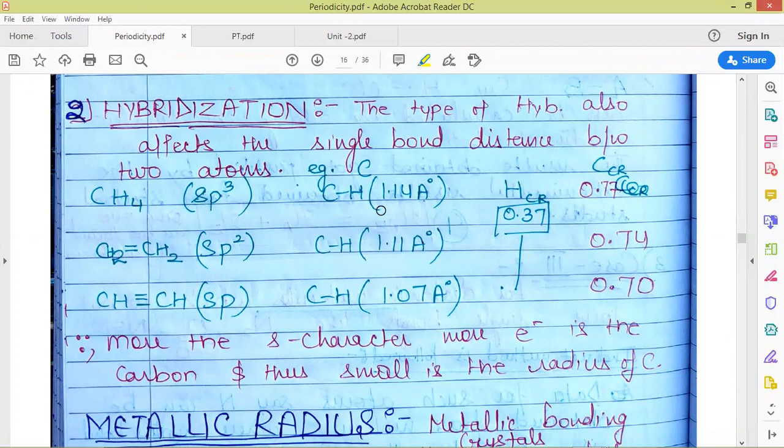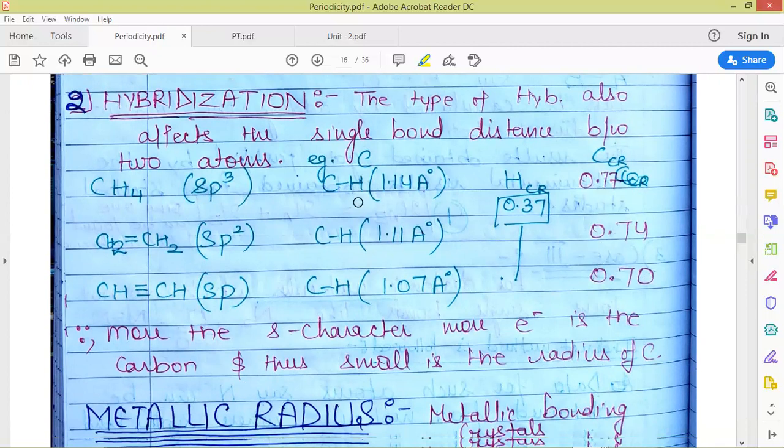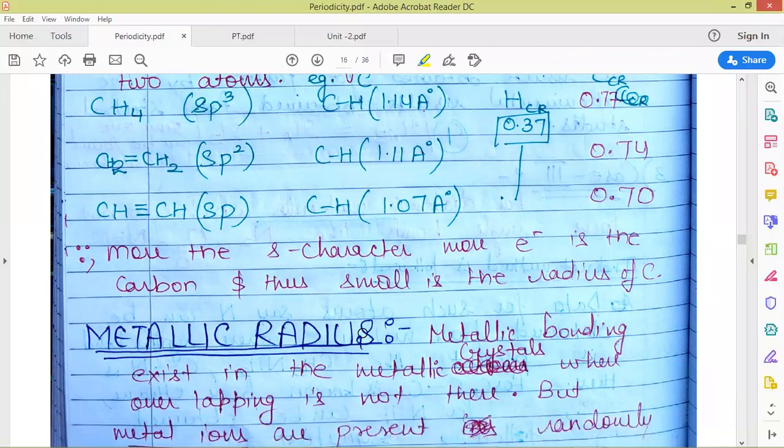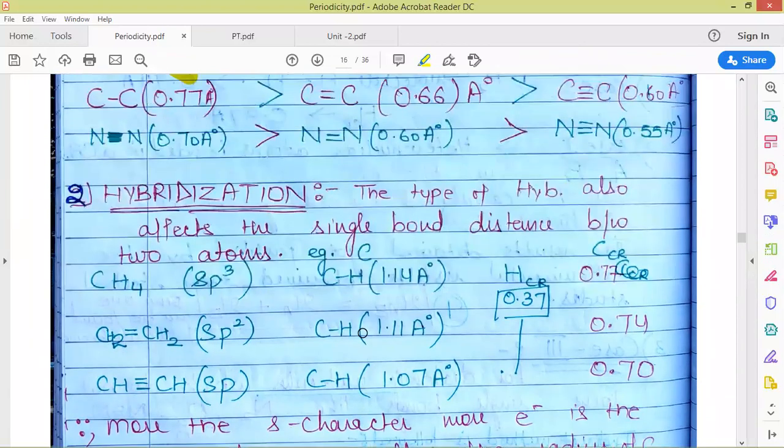And here we can see that bond length is decreasing continuously as we move down. Hybridization is changing from sp3 to sp, and bond length is decreasing from 1.14 angstrom to 1.07 angstrom, and covalent radii for carbon is decreasing from 0.77 to 0.70 for the C single bond H bond. So from here we can say that the more the S character, the more electronegative is the carbon, and thus the smaller is its covalent radii. So this is all about covalent radii.